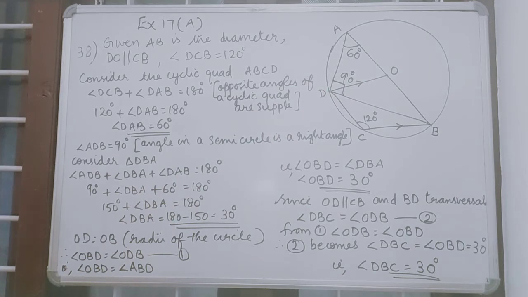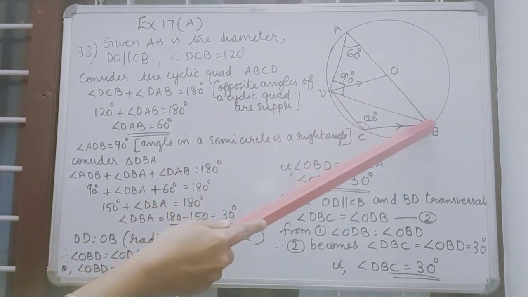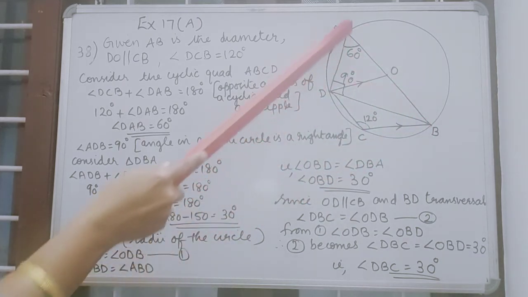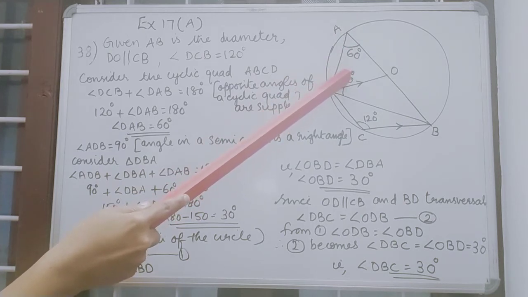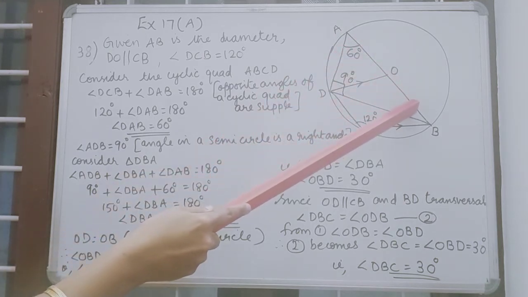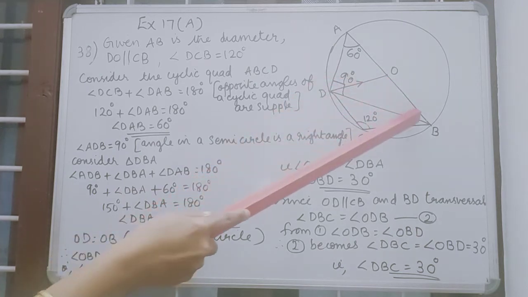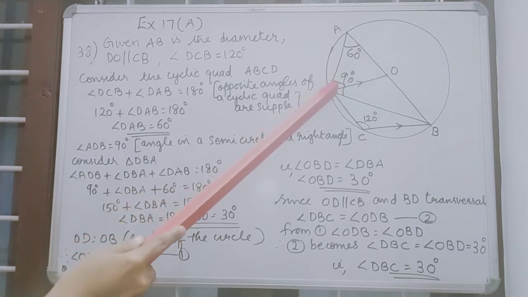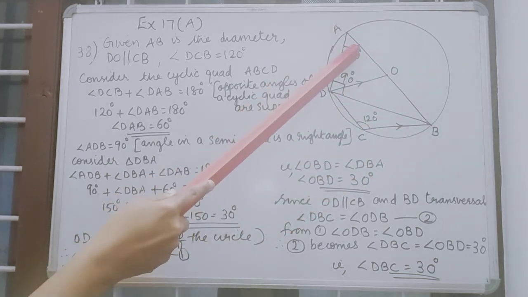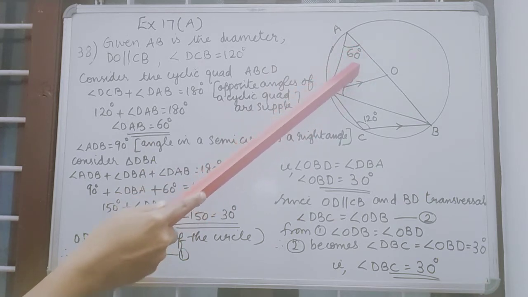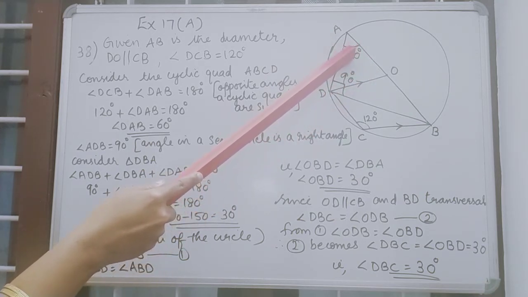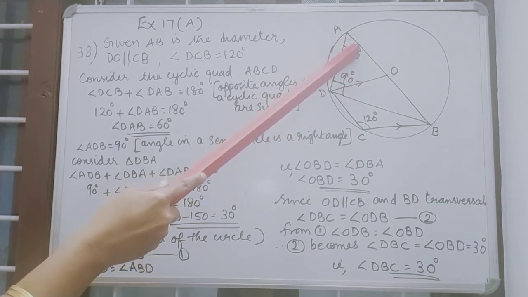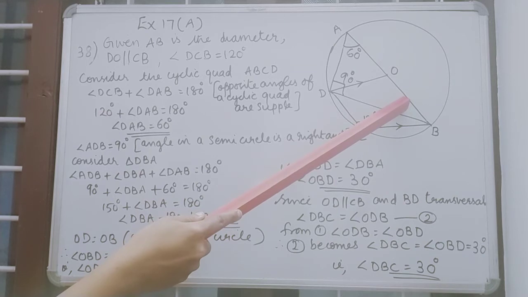So if we are considering triangle DBA, this triangle, we got these two angles. One is 90 degree and other is 60 degree. So what about angle DBA? We know sum of angles of a triangle is 180 degree. So angle DBA will be 180 minus the sum of 90 and 60. 90 plus 60 is 150. So this angle will be 180 minus 150. It will be 30 degree.